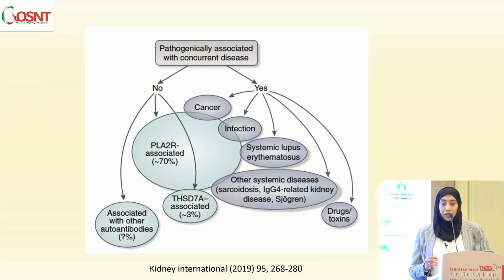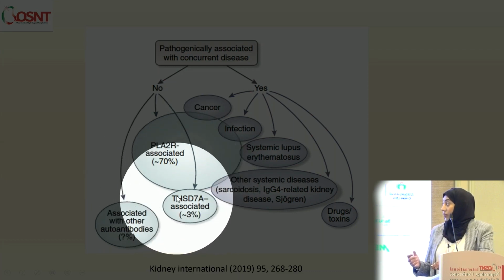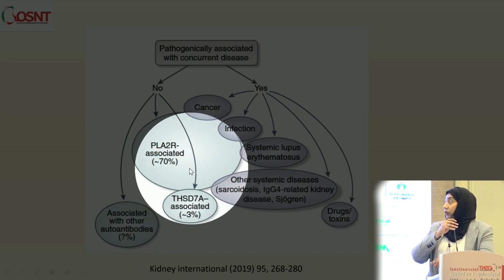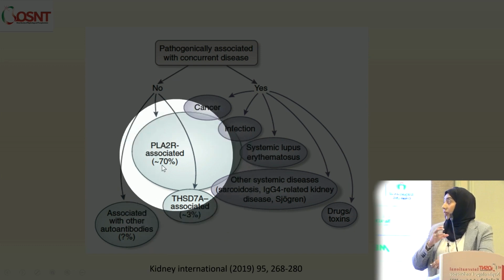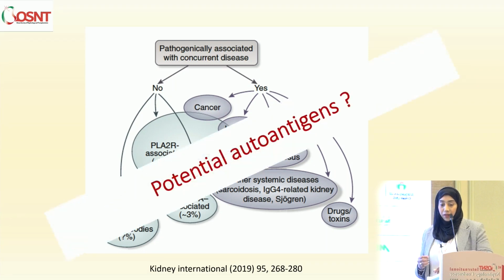With that, the classification of membranous nephropathy changed from the traditional primary and secondary to one based on disease associations with antibodies. At that point in time, only these 2 antigens had been discovered, and you can see that up to 55% of antigens were not discovered yet. So what are these potential antigens?